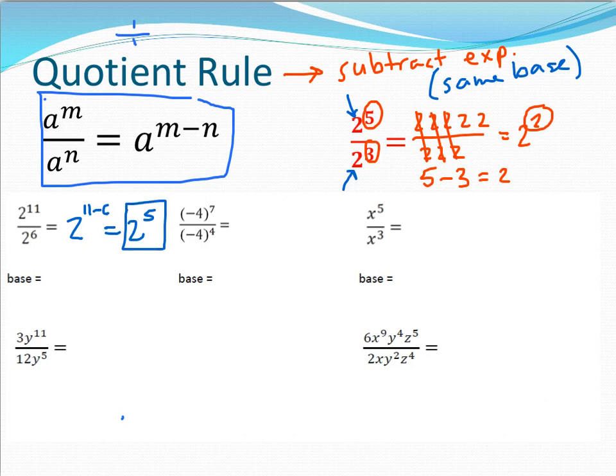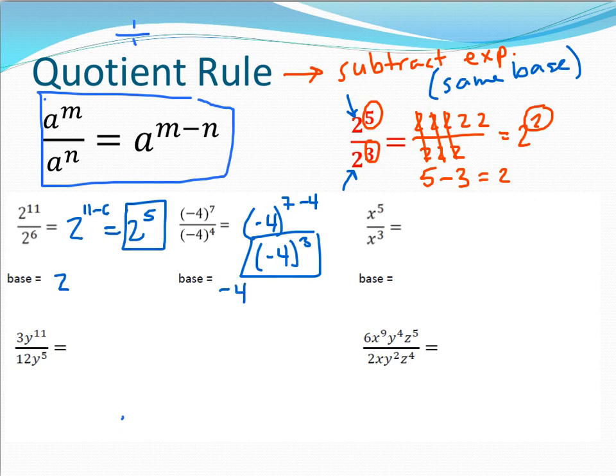Okay, negative 4 to the 7th divided by negative 4 to the 4th. Notice same base of negative 4. We're good to go there. Negative 4 is my base. Power is 7 minus 4. Again, we're taking a quotient, same base. Subtract the exponents. That's going to give me negative 4 to the 3rd power. Final answer. I forgot to write these down and just said it. Notice here base is 2. Base is negative 4.